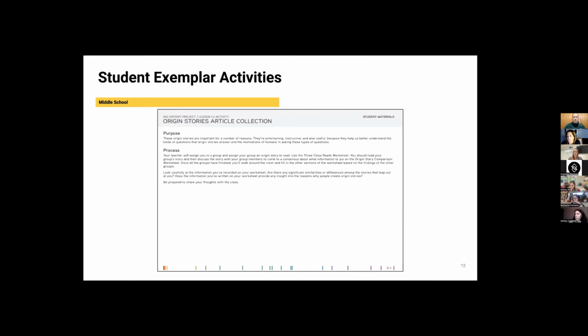So the main question they need to answer, you'll see is down here. Are there any significant similarities or differences among the stories that leap out at you? So they're really looking to pull differences based on what they're hearing from other students' work. How do we feel about this as a middle school prompt? Maybe some thumbs up or thumbs down from those of you who are in the middle school world.